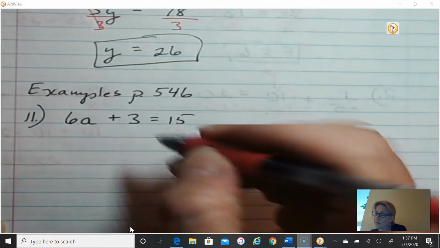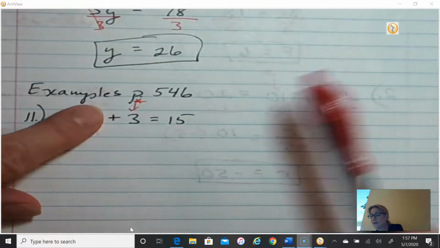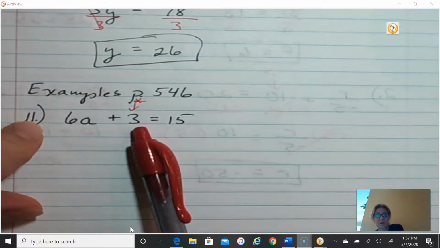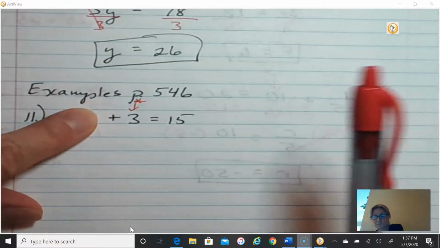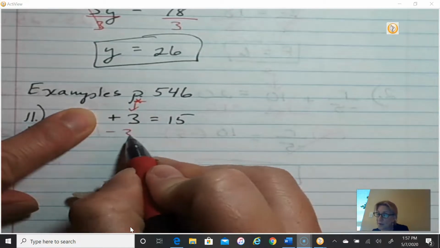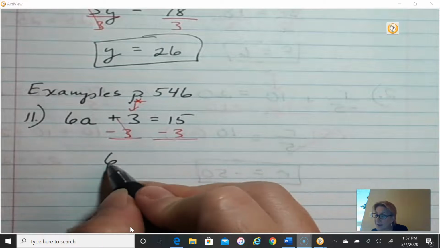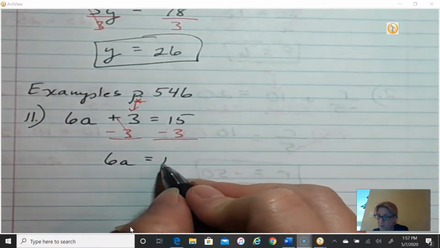All right, we're going to move this 3 first. I'm just going to put a star because it is not with the variable. It's not with the letter. So we're going to move it first. So that's plus 3. I'm going to minus 3 on both sides. And I get 6a equals 12.